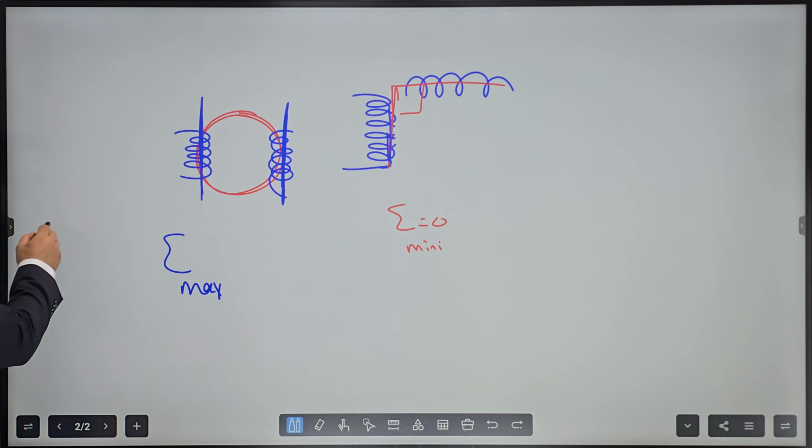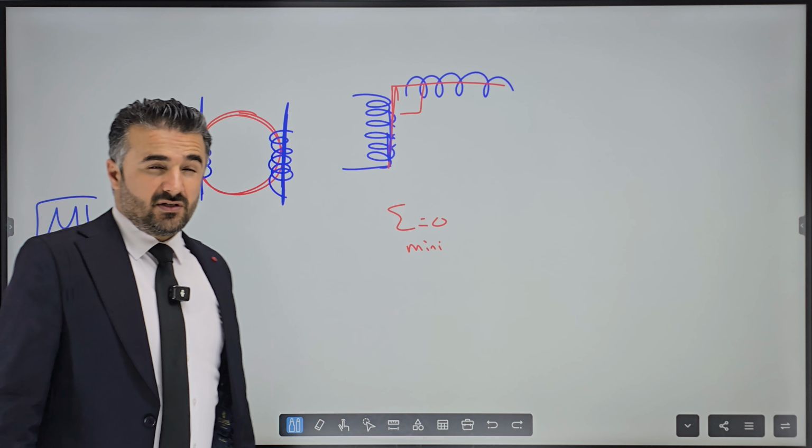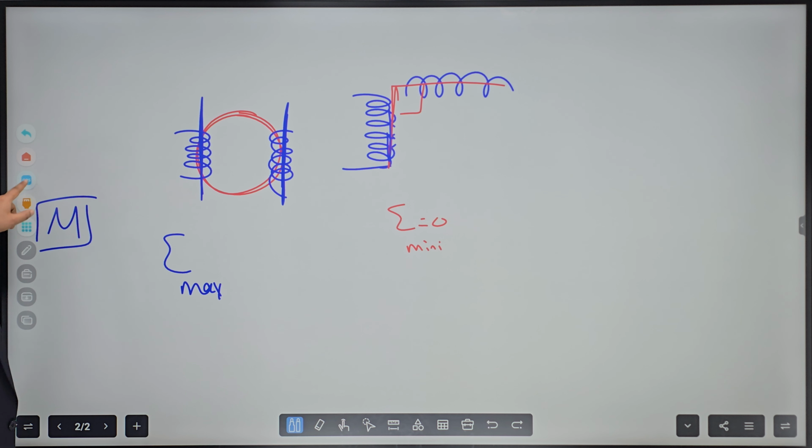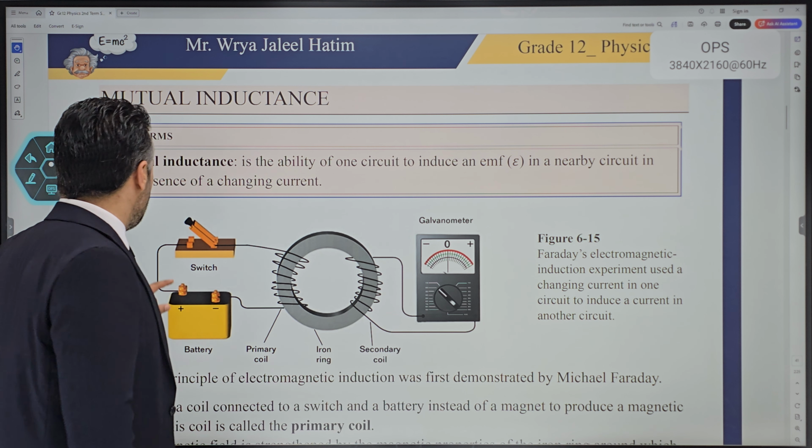So the coefficient of mutual inductance depends on two things: the geometrical property of the two coils and also the orientation of the two coils, like how they are put together.